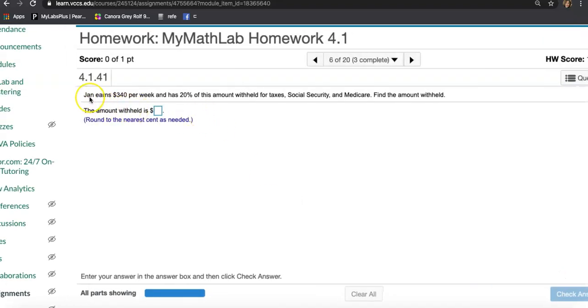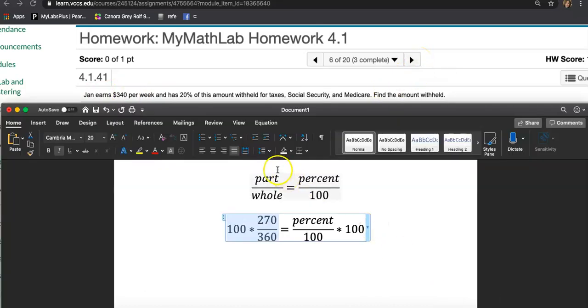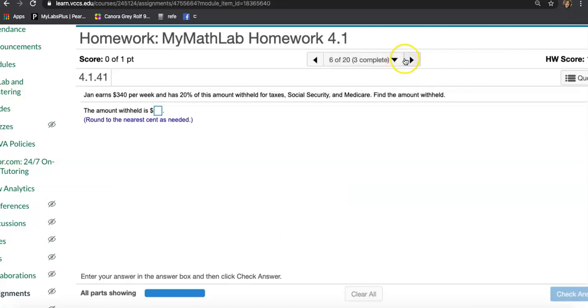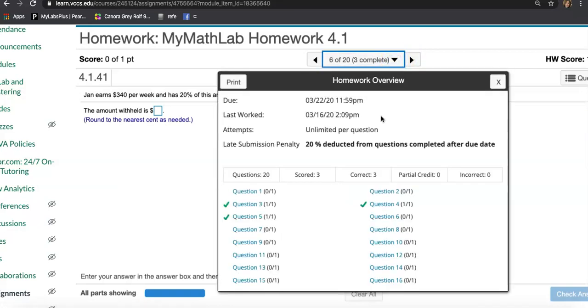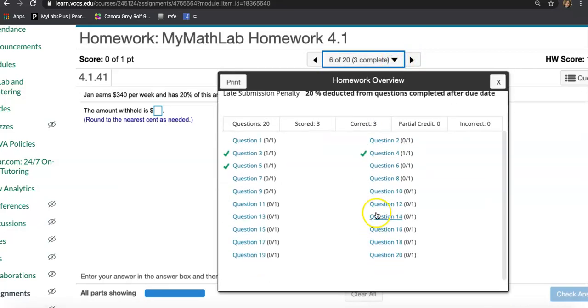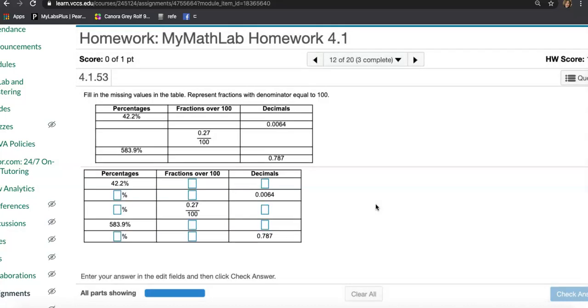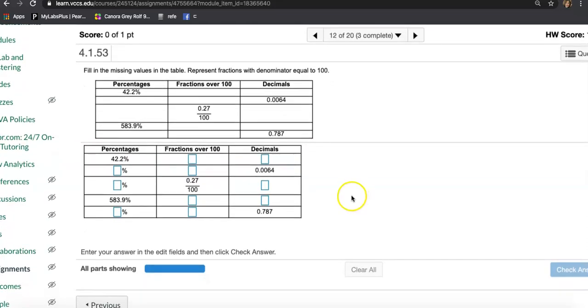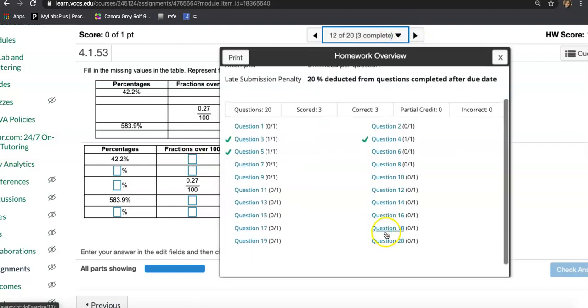So they're going to give you different word problems, but the idea is still the same. We just keep on using this part over whole, percent over 100 proportion to set something up and solve for the unknown. I only tried 3 problems with you here, but we tried something like this together on the slides. So maybe we'll look at something different.